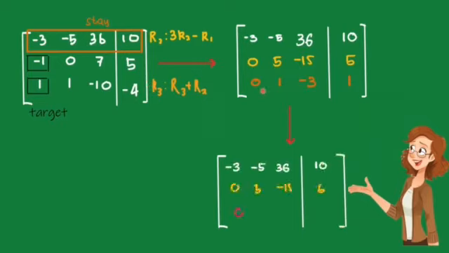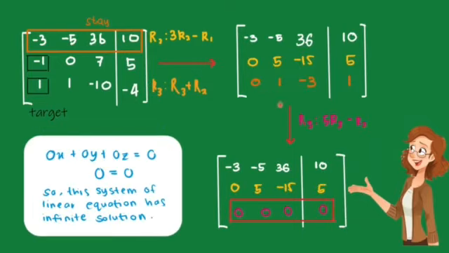It means that all the R3 numbers will be added to R2. Next, we use the equation 5R3 minus R2 to make the last one 0. So, we obtain that all of the third row becomes 0 numbers. So, we conclude that this system of linear equations has infinite solutions.